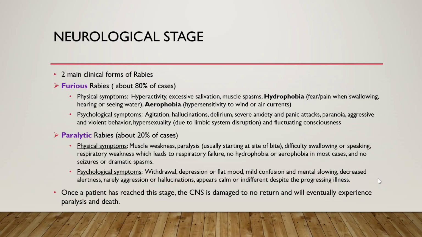The last stage is the neurological stage, and this has two forms. There are two clinical forms of rabies. There is the furious rabies and the paralytic rabies. Furious rabies is the more aggressive one and is more common, about 80% of the cases.